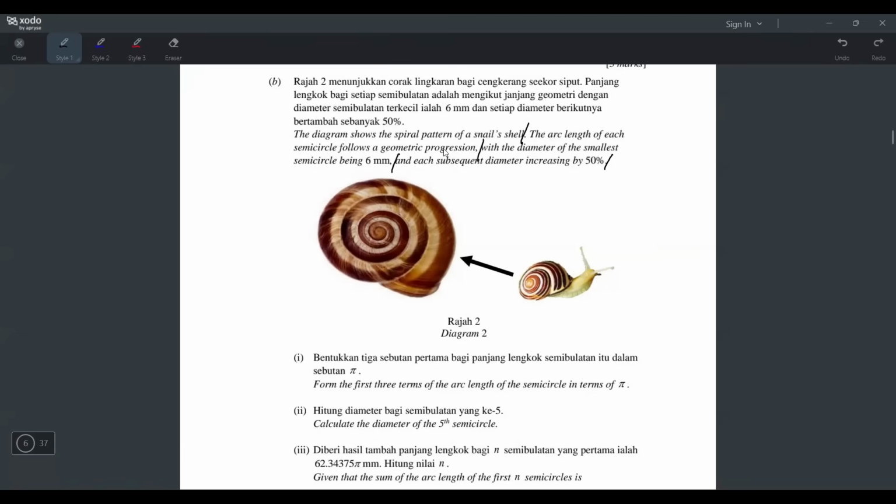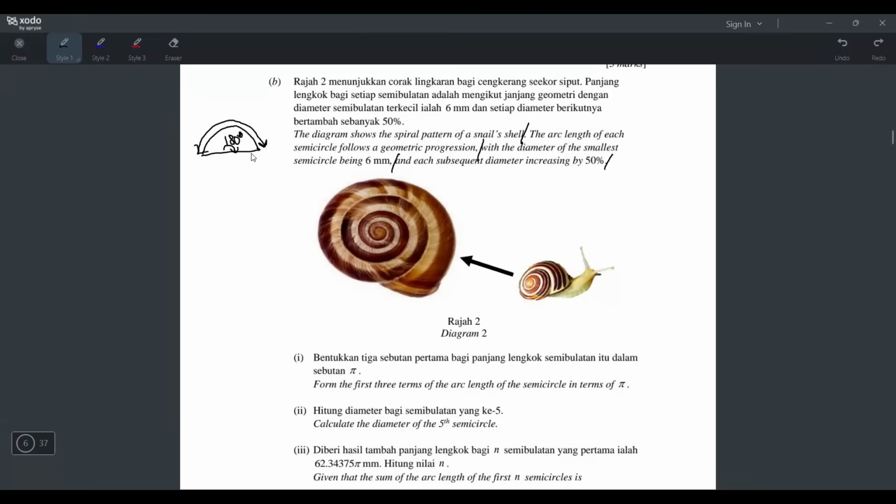Okay, first, the arc length of each semicircle. So let's talk about arc length and let's talk about semicircle. What's a semicircle? A semicircle is half a circle, right? And we all know for a half circle, the angle will be 180 degrees, because one circle is 360, so half is 180, right? And then they say the arc length follows a geometric progression. So the arc length is this. This is what we call the arc length, right? What about this length? This length, we call it the diameter, right?